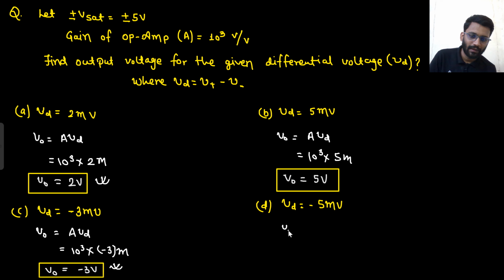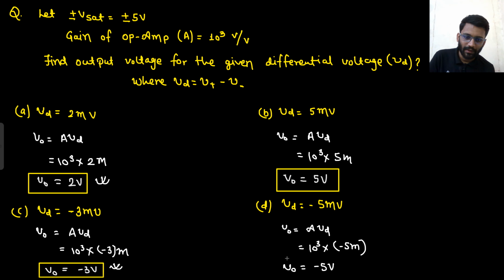What about this? V naught will be equal to A into Vd, 10 to the power 3 into minus 5 milli. So output will be minus 5 volt. This is your output. So this is also in the range. This is also correct, right?